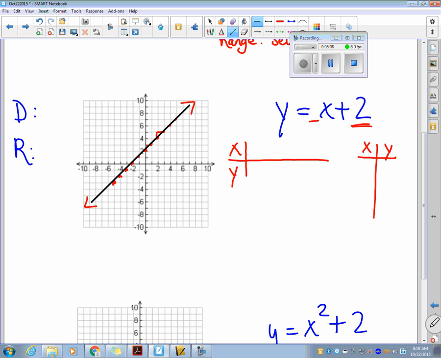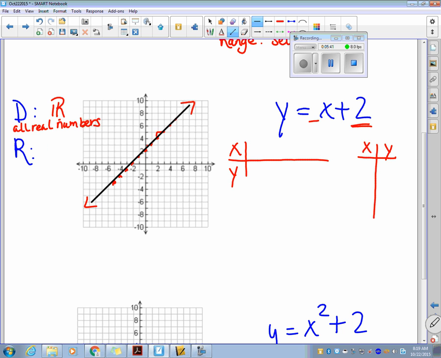And the domain for this line is all real numbers. Now you can write the words all real numbers, or you can use this fancy symbol that mathematicians use to indicate all real numbers. This is an R, kind of with an extra line behind it. But again, if you want to write all real numbers instead, that is the domain. Okay? Now, the range for this is also all real numbers.